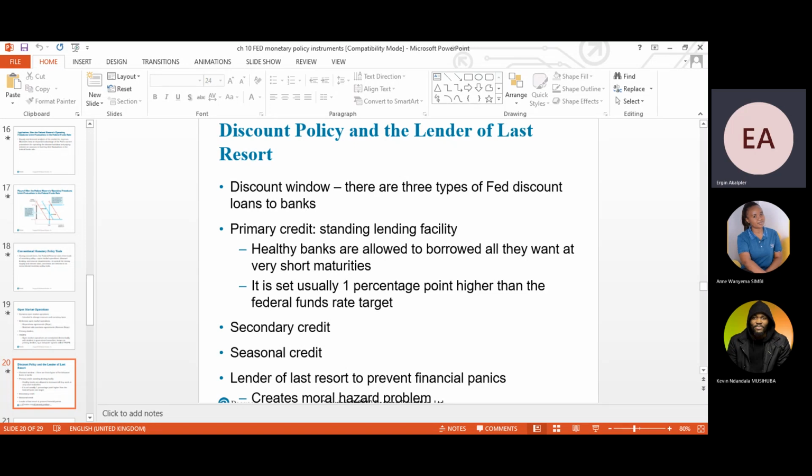The discount policy and the lender of the last resort: as you know, the lender of the last resort is the central bank, and it is very heavily affecting the economy. And if these policy instruments, as I mentioned to you, open market operation, discount rate and reserve requirements, are perfectly applied and control the money supply in the system, then the economy is doing well. The discount window has three types of discount loans to banks.